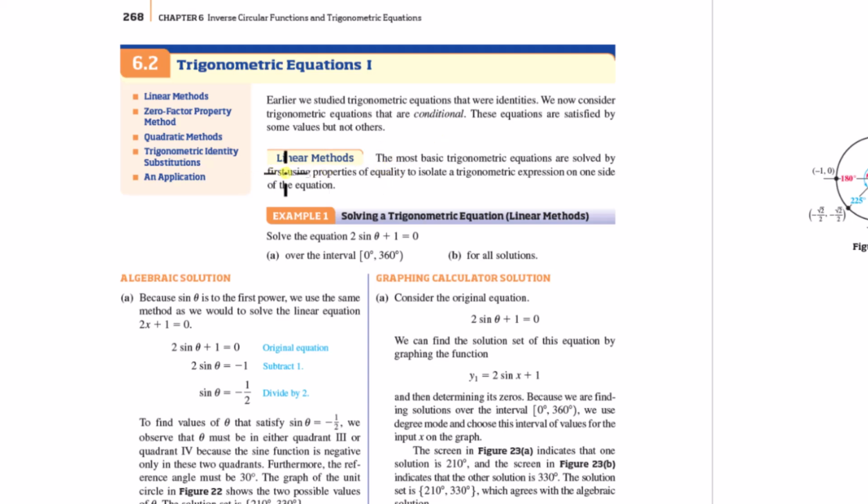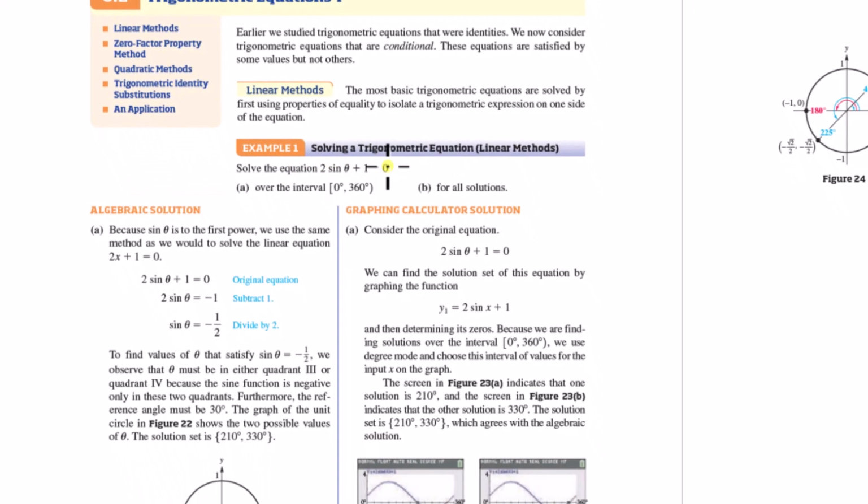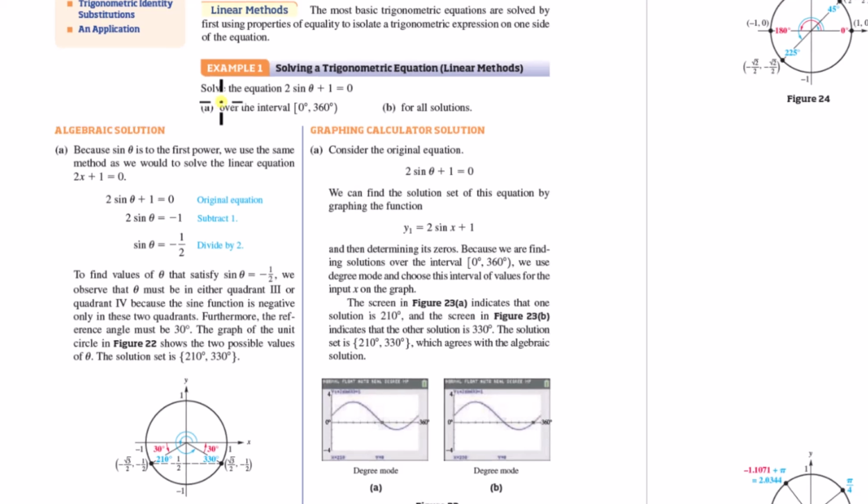All right, linear methods. The most basic trigonometric equations are solved by first using properties of equality to isolate a trigonometric expression on one side of the equation. So properties of equality: subtracting or adding the same thing to both sides, multiplying or dividing the same thing on both sides, things like that. So, all right, solving a trigonometric equation, linear methods. Solve the equation 2 sine of theta plus 1 is equal to 0, over the interval from 0 to 360, that's part A, and then for all solutions.